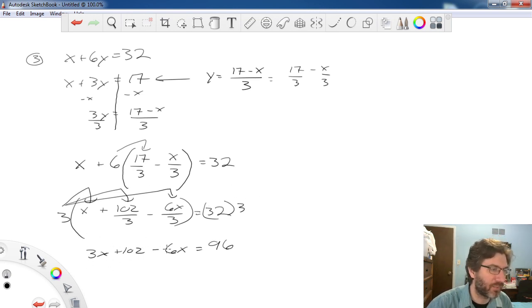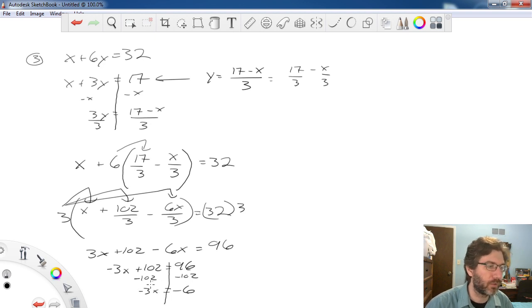Over here we get 3x minus 6x is going to give us a negative 3x plus 102 equals 96. Go ahead and do your algebra. Subtract 102, subtract 102. Watch your signs, because that will be a negative now. We get this as negative 6, and we have negative 3x, and divide by negative 3, divide by negative 3. You're going to get x equals negative 6 divided by negative 3. They're both negative, so that becomes a positive, and that's a 2. So x equals 2 here, which is a nice number to work with.